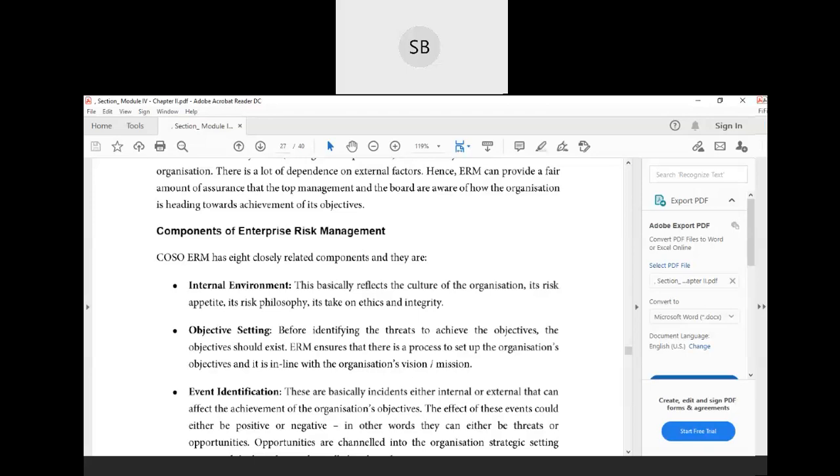Next is objective setting. Before identifying the threats to achieving the objectives, the objectives should exist. Obviously when you are running an organization, or planning to start one, it's mandatory that you have an objective in place. Therefore this ERM will ensure that there is a process to set the organization's objective, and that it is aligned with the organization's vision.